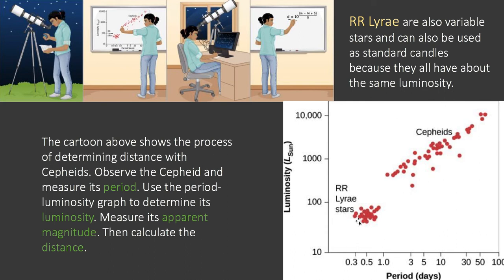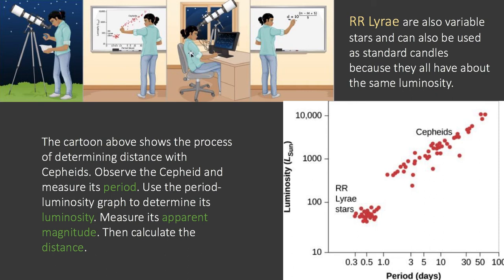So if you look at the plot here, you can see that Cepheids have a range in periods and a fairly tight relationship between what the period is and what the luminosity is. RR Lyrae stars have all about the same luminosity, but there's a little bit more scatter in the data, so they're not quite as uniform. But in either case, they give us ways to estimate luminosity and then from there calculate distance.